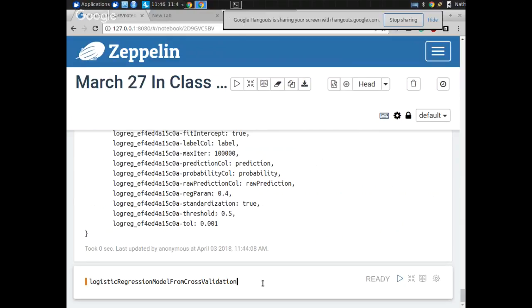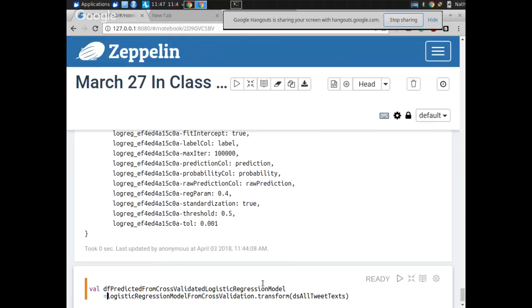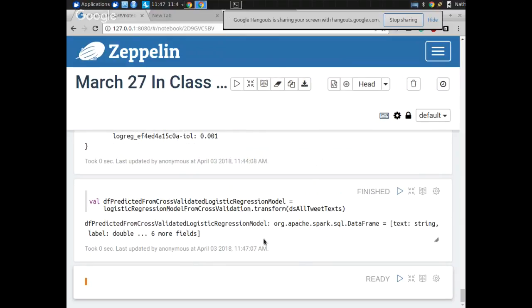I would like to now take this model and transform the data set, the full data set, DS all tweet text. After all, we did cross-validation with it, tenfold cross-validation. We've selected this model. Now let's go through and classify all of them, right, as to what it thinks they are. There we are. And this will be called val, it's a data frame, df predicted from cross validated. You could write CV if you wanted to, logistic regression. You could write LR if you wanted to, regression model. There we go. There we are.